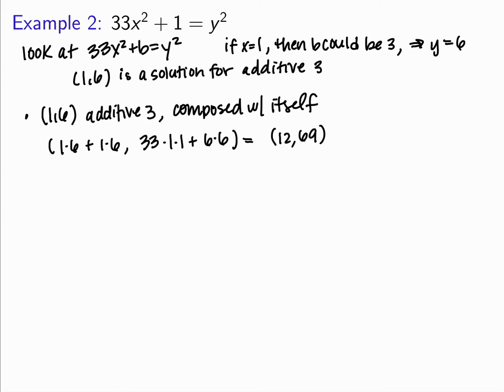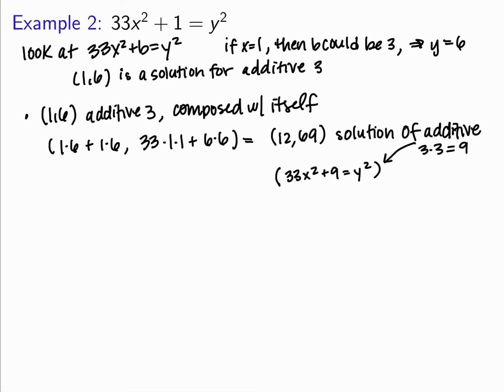Remember, it's a solution for not additive 3 anymore, of additive. Remember, we have to multiply those together. So 3 times 3, so 9. Okay, so what that's also saying is 33x squared plus 9 equals y squared. It's a solution of that. Okay, so we're replacing it with a 9.